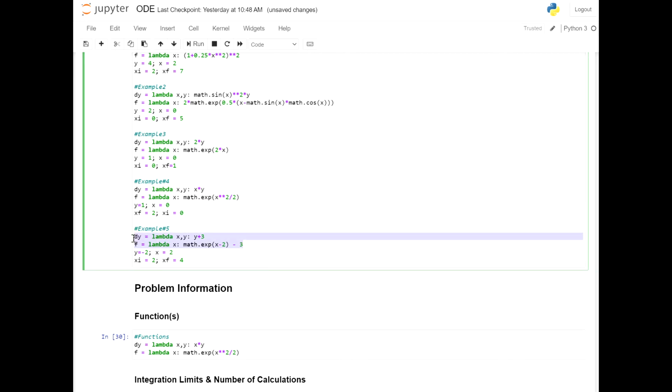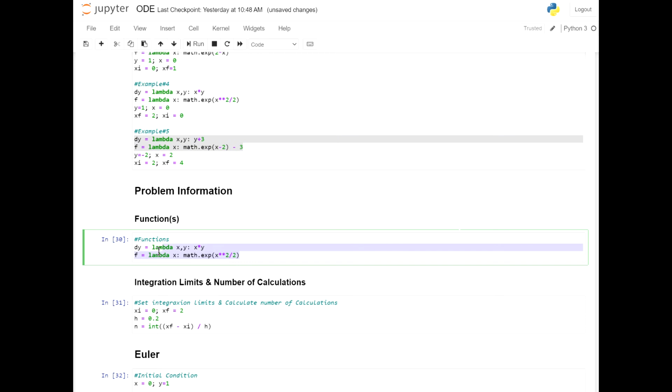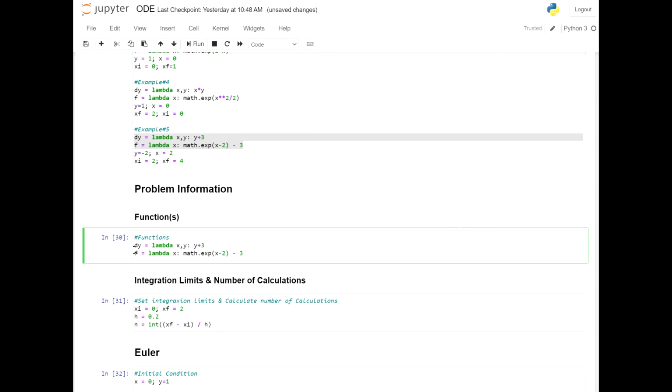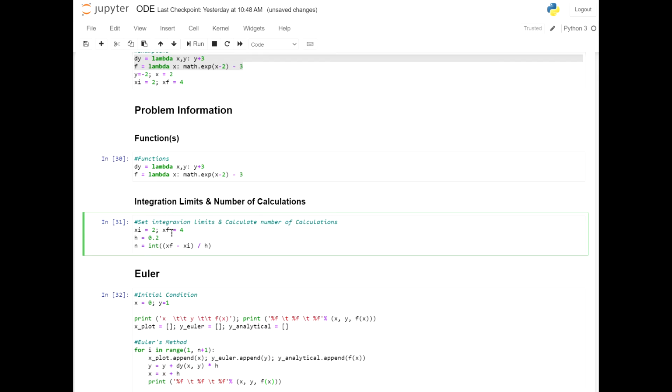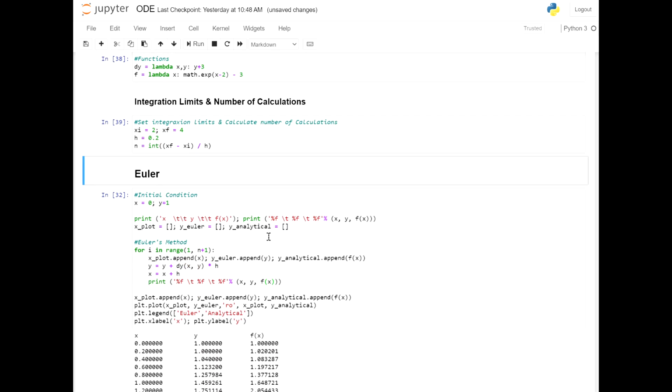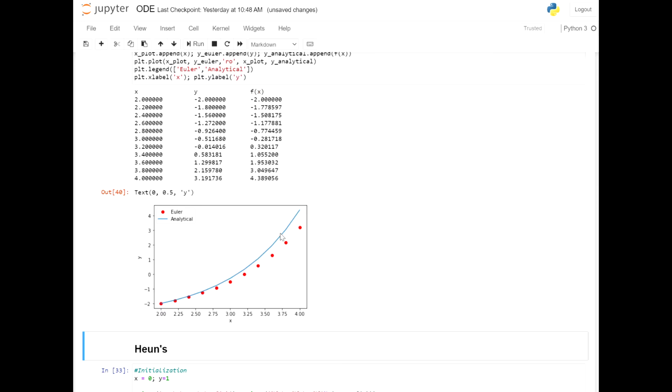So I'll take these. I'm going to paste them here. Here the integration interval is 2 to 4. And the initial condition here is -2 and 2. And I'm going to keep the step size as 0.2. You can actually play with this however you would like. So I'm going to run the function. I'm going to run the integration limits. And here at x equal 2, y is -2. I'll run this. Okay, great.